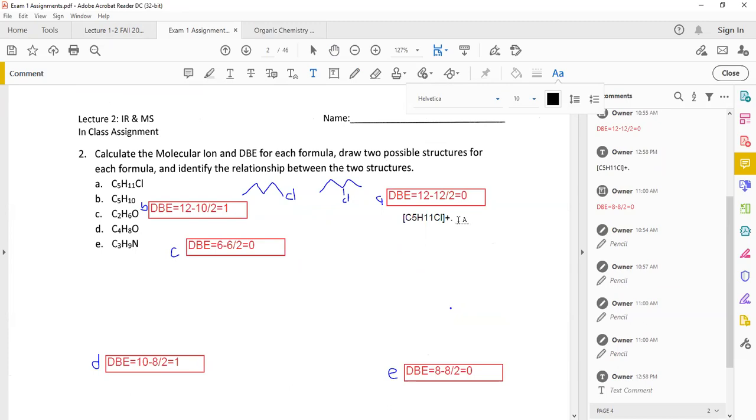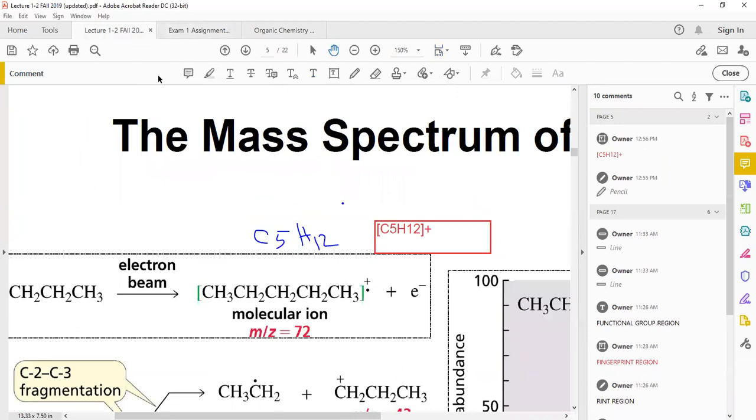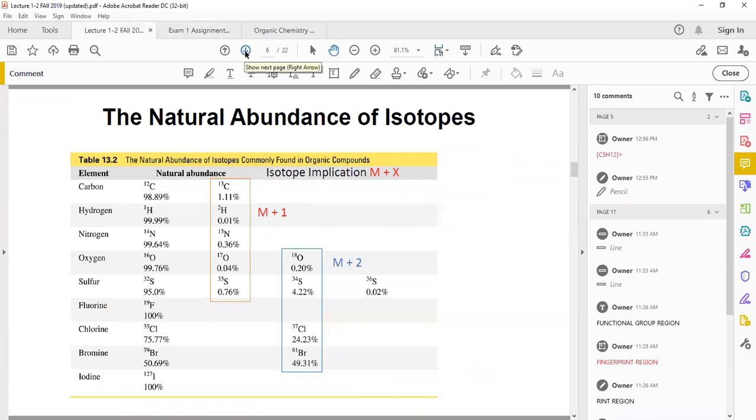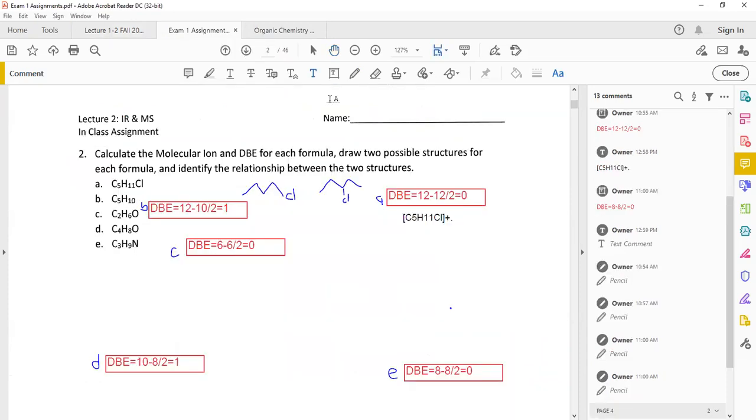And how do you do the calculation for the mass? We need to calculate 5 carbons, so we have 12 times 5, plus 11, plus the chlorine. For the chlorine, you can look in the labels here. I think chlorine, yes, is 35. So my molecular ion will be 106.